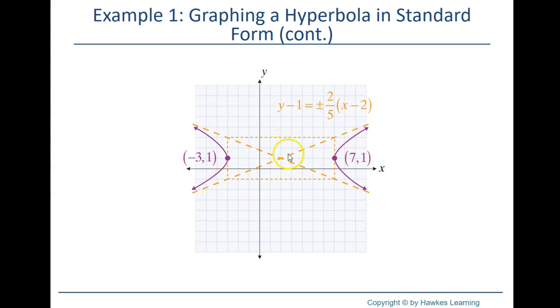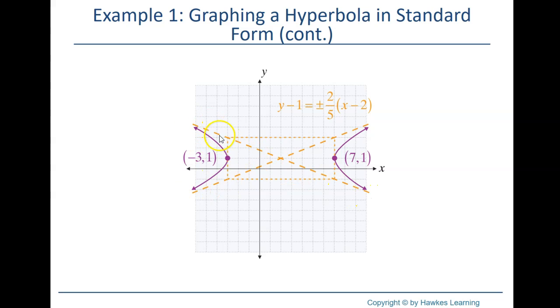Where the two asymptotes cross is the center. So they're showing that. And then they're just making a box. How do I get that box? I go left and right, A. I go up and down, B. So left A, up B. Left A, down B. Right A, up B. Right A, down B. Those are the corners of the box.